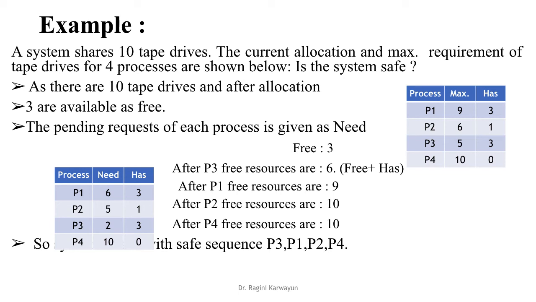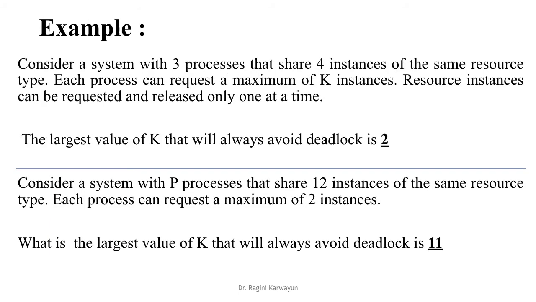So, in this way we can solve these types of questions. Again a question: consider a system with 3 processes that share 4 instances of the same resource type. Each process has a maximum request of k instances. Resource instances can be requested and released only one at a time. The largest value of k that will always avoid deadlock is... suppose there are 3 processes and they share 4 instances of the same resource type.